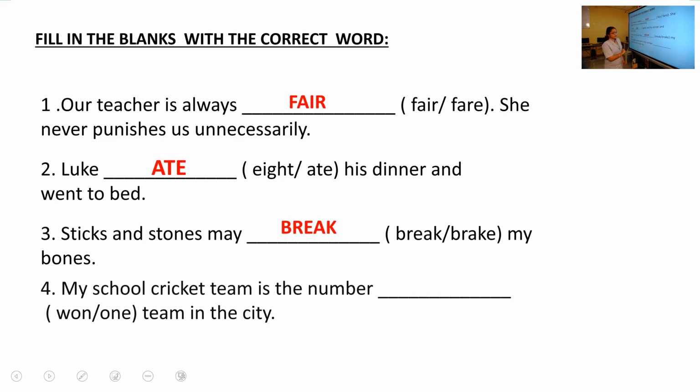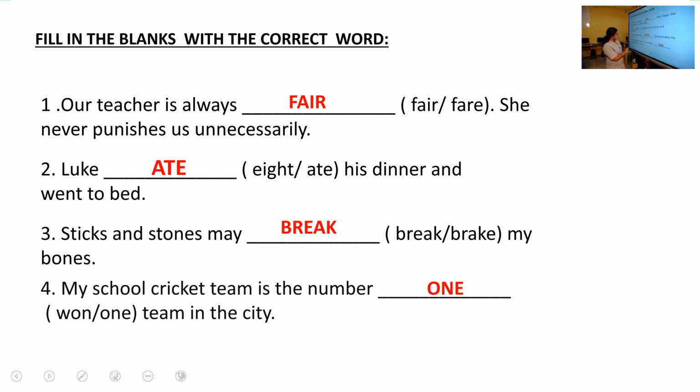Now your fourth question. My school cricket team is the number dash team in the city. In your bracket, you have two words, W-O-N and O-N-E, won, one. Both are pronounced in the same way. As we said, the spellings are different, the meanings are different. So what will come here? My school cricket team is the number one team. O-N-E. Correct? My school cricket team is the number one team in the city.